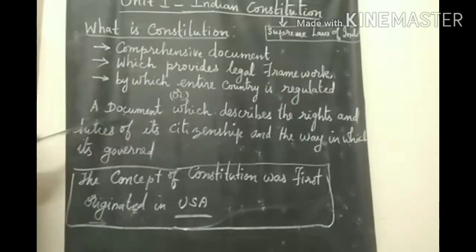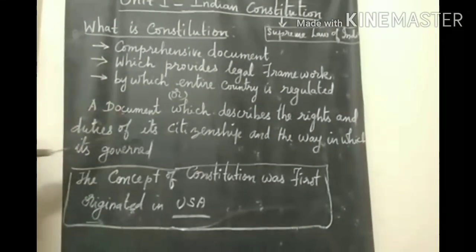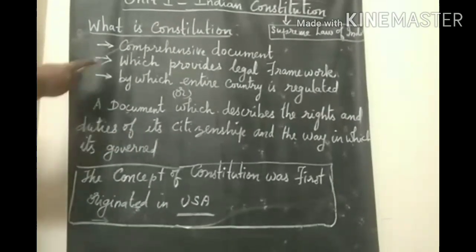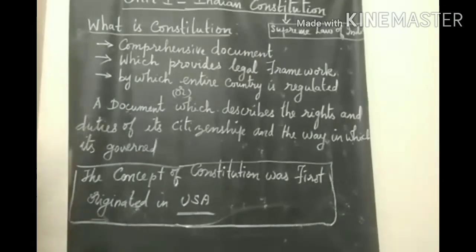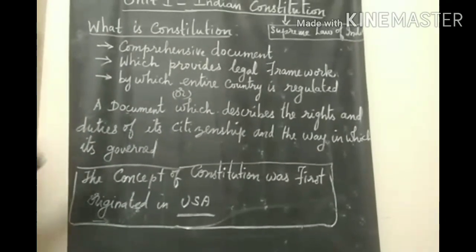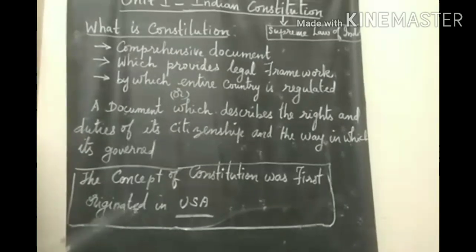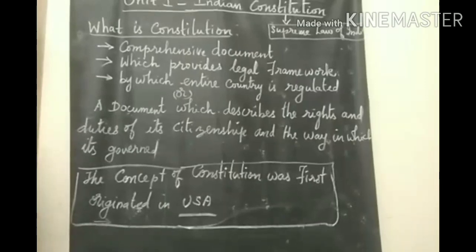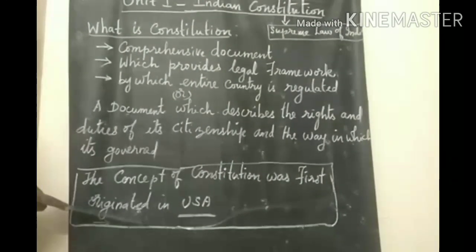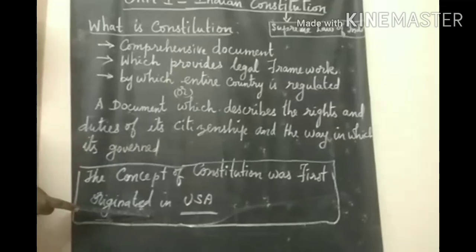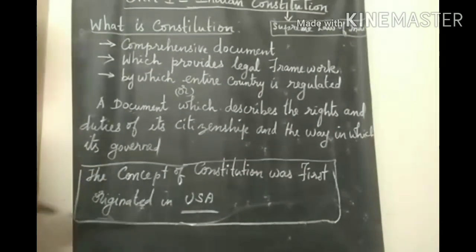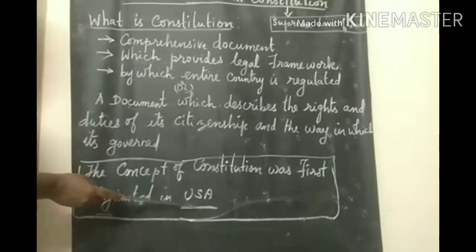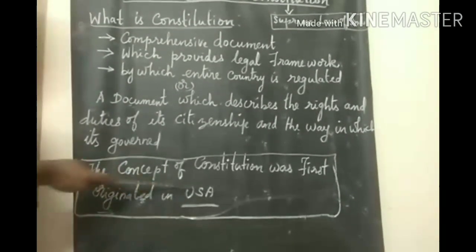A document which describes the rights and duties of its citizenship and the way in which it's governed is called a constitution. It's a comprehensive document providing a legal framework by which the entire country is regulated. And this is one more expected question, dear children: the concept of constitution was first originated in USA.